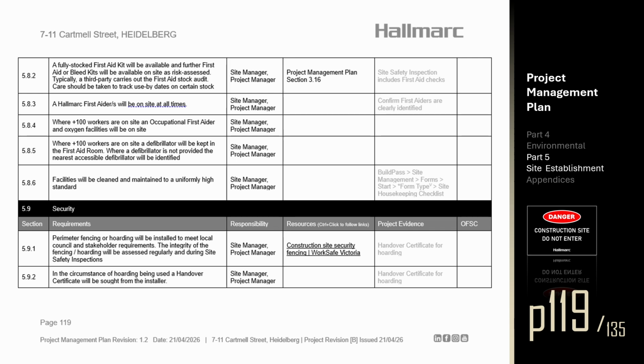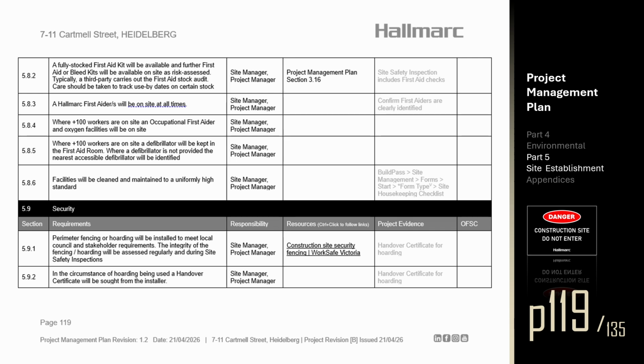Section 5.8.4. Where more than 100 workers are on site, an occupational first aider and oxygen facilities will be available. Section 5.8.5. Where more than 100 workers are on site, a defibrillator will be kept in the first aid room. Where a defibrillator is not provided, the nearest accessible defibrillator will be identified. Section 5.8.6. Facilities will be cleaned and maintained to a uniformly high standard.